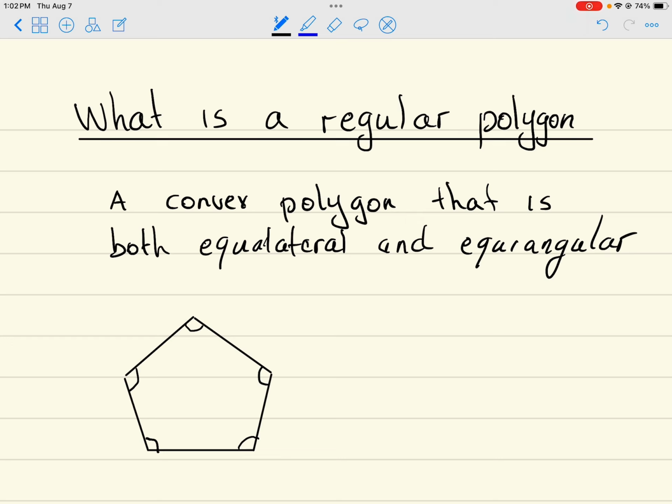So let's say, so we're not measuring it now, but let's just hypothetically give it 30 degrees, 30 degrees, 30 degrees. I know it's not 30 degrees, but I'm just trying to get the point across. 30 degrees. And then also the sides would have to be equal. So let's call this 5, 5, 5, 5, and 5.